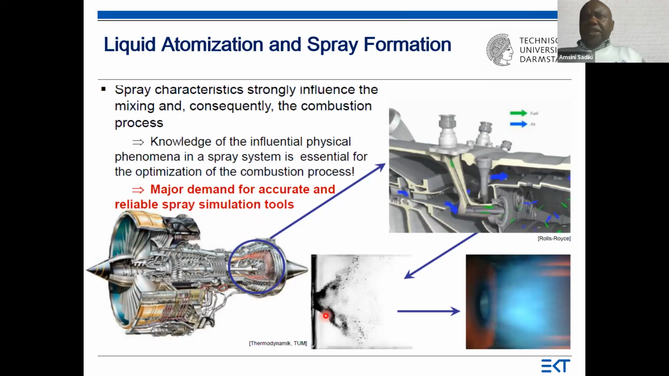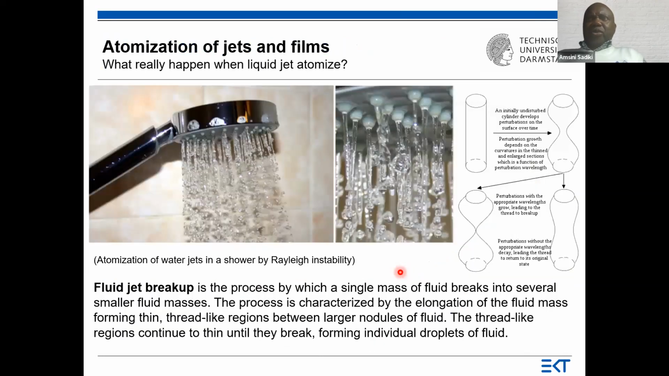So, going from this dense flow to the dispersed part of particles, we have the atomization of jet and film. What really happens when a liquid jet atomizes? So we see here a jet from a shower. We see exactly what comes out. It depends on different parameters: on this length, on the inflow velocity, and on the environment naturally.